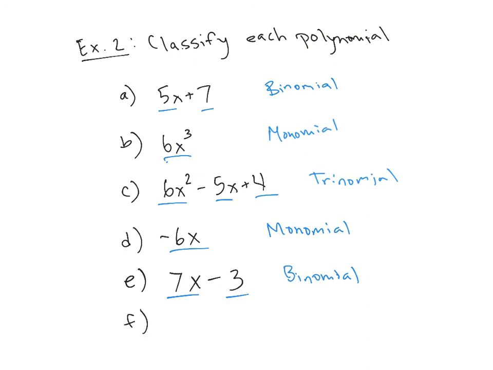All right, last one, if we have 2x squared minus 3x plus 4. Is it a monomial, binomial, or trinomial? Classify the polynomial. Enter your answer when you're ready. 1, 2, 3 terms. So this one would be a trinomial.